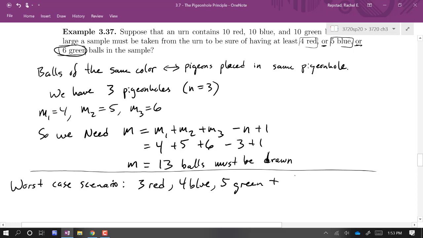Now I'm guaranteed that the very next ball I take out of that urn is going to tip the scales so that I'll either have 4 red, 5 blue, or 6 green. There's our worst case scenario, plus 1. And that gives us the 13 balls that we need in order to guarantee that one of these conditions is met.